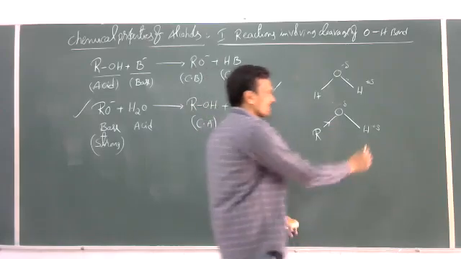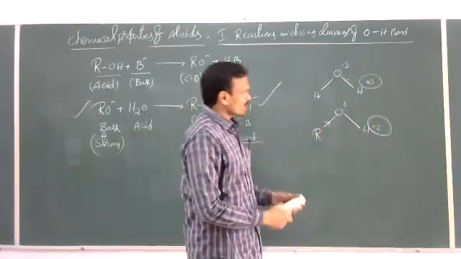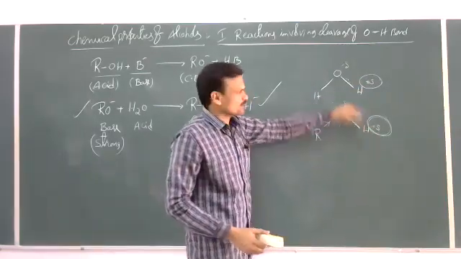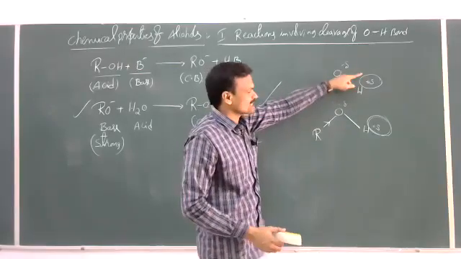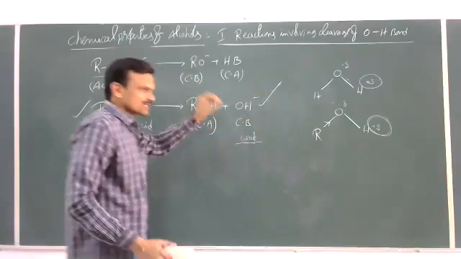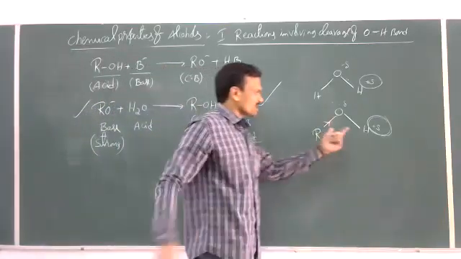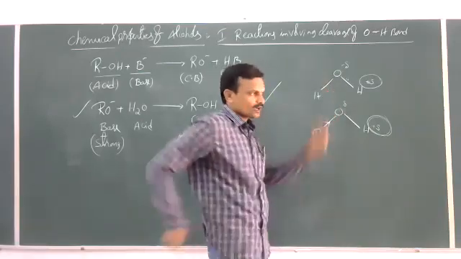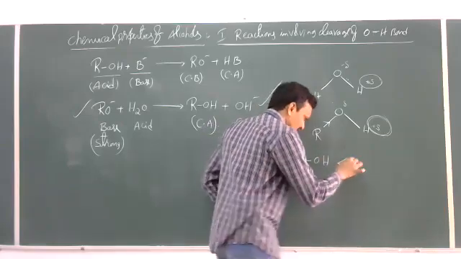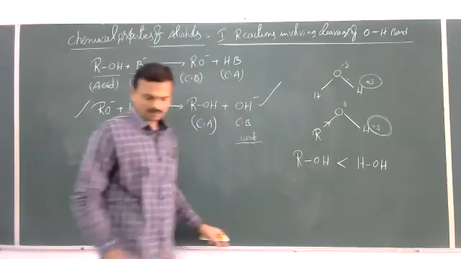That means, if you compare the extent of partial positive charge here and here, the positive charge is more here, less here. Since positive charge is more here, the tendency to lose a proton is more here than compared to here. So due to the plus I effect of the alkyl group in alcohols, the acidic strength of alcohols is less than water. That means the acidic strength of alcohol is less than the acidic strength of water. This is the order of acidic strength.